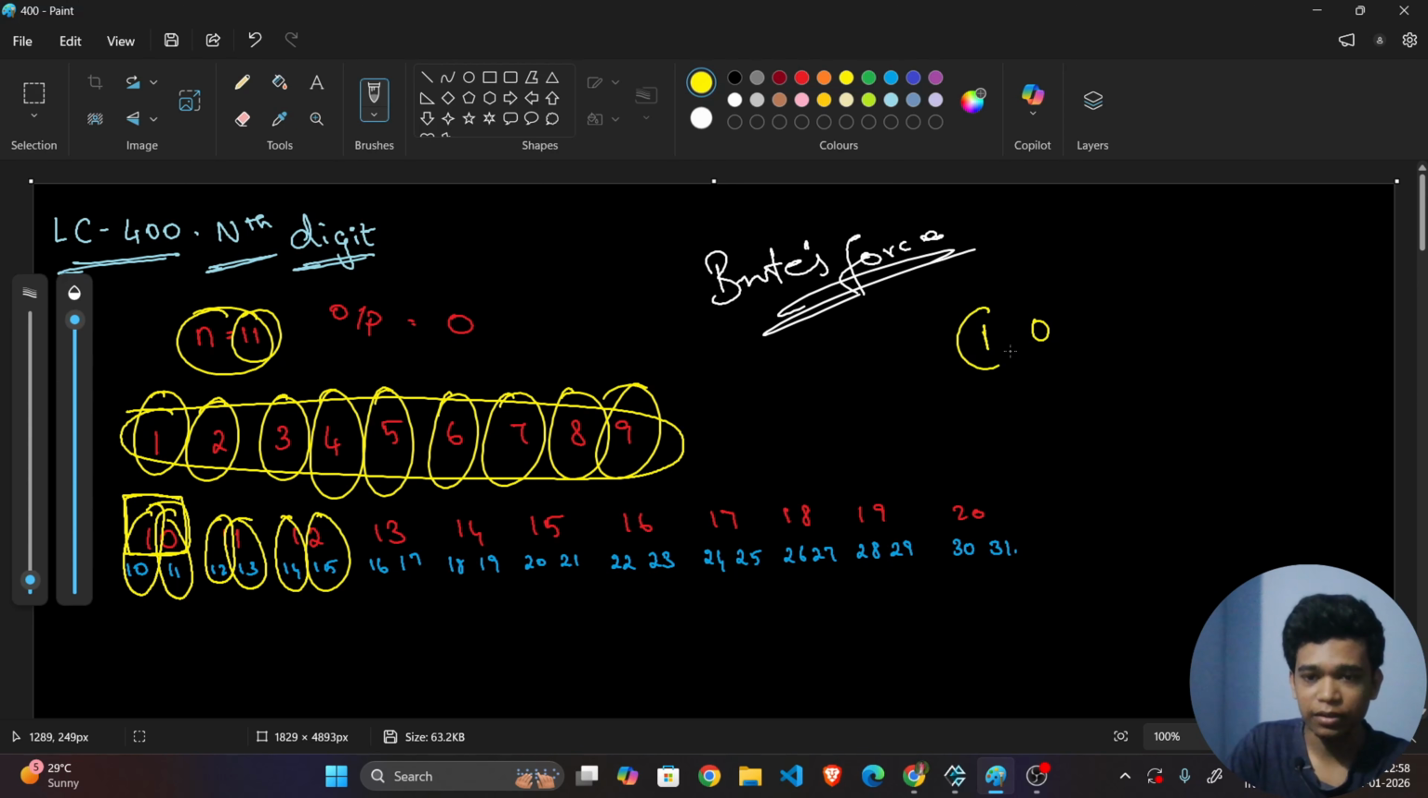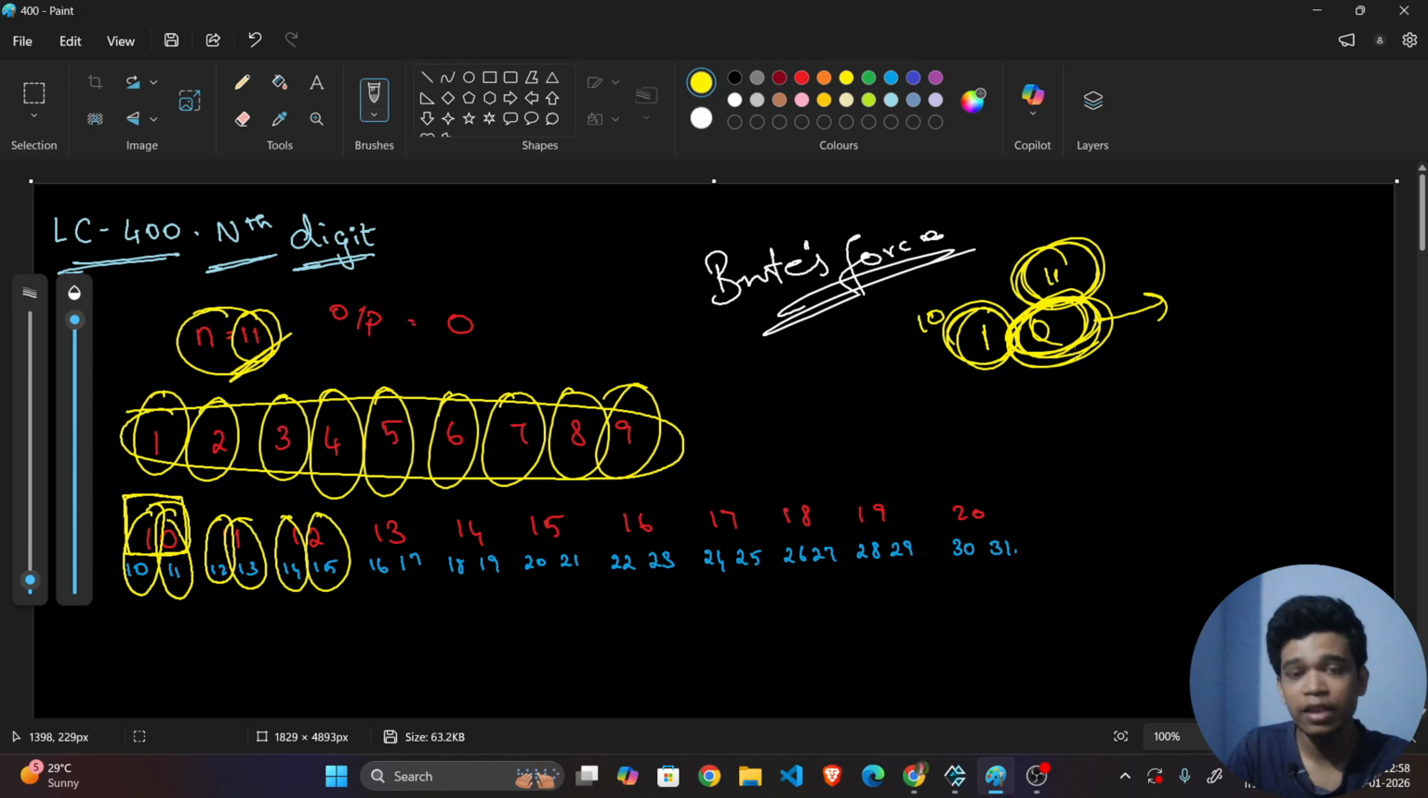So in 10, first I will be taking this 1. It is the 10th digit, so 10 is not equal to 11. Go to the next digit. 11 is equal to 11, which means I want to return this 0 as my result. Can I understand up to this, right?